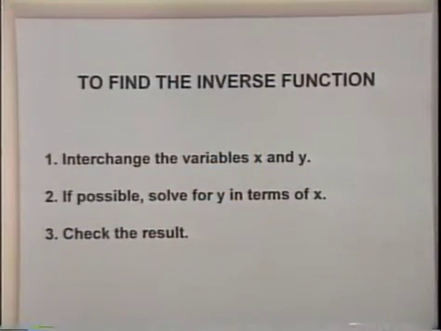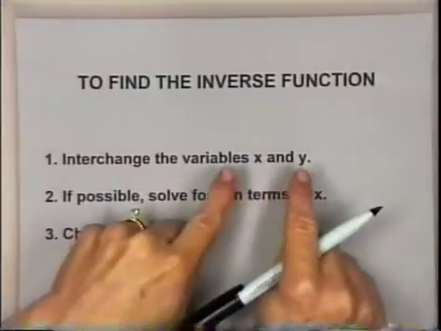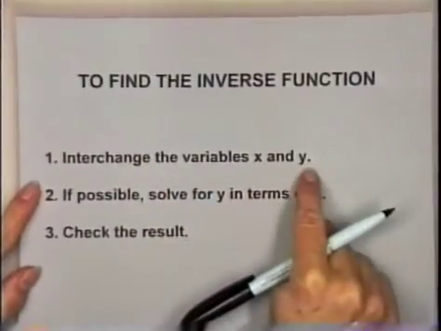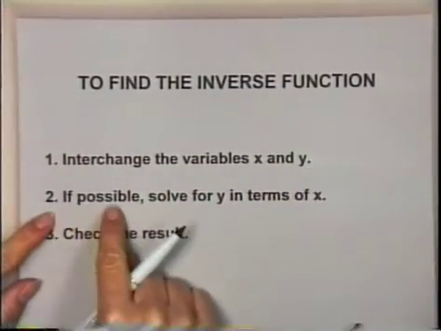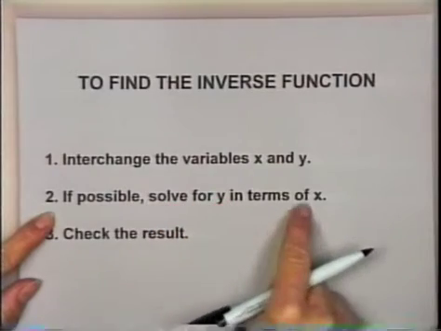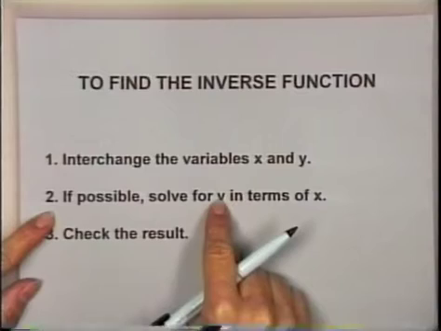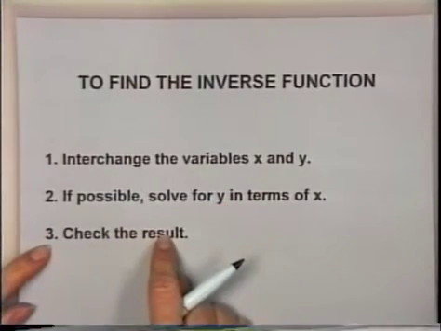To find the inverse function, we're going to interchange the variables x and y. Notice if we interchange the x and y, that's like what we're doing on our graph. It's also like switching domains and ranges, isn't it? So we're going to interchange the variables x and y. Then, if possible, we're going to solve for y in terms of x. And then you'll see once we've done that, if we want to go to the f inverse notation, we'll do that. And then you can check your result.